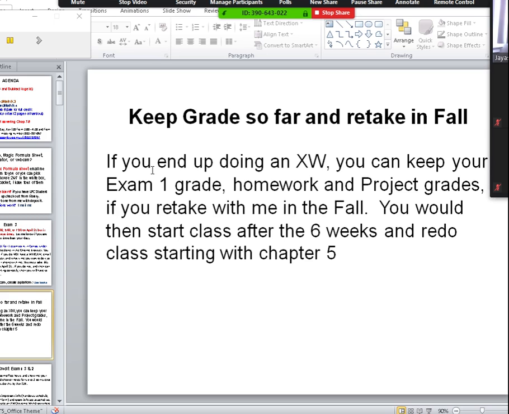And you can keep your exam 1 grade if you're happy with it. If you're not happy with it, you can redo it all. But if you do take an XW, you can retake it with me in the fall and keep those parts, because I know it really messed up a lot of people who were doing really well, and now they're in this online environment and it messes them up. You don't have to start all over again. You can skip the first 6 weeks, since that's kind of standalone a little bit.